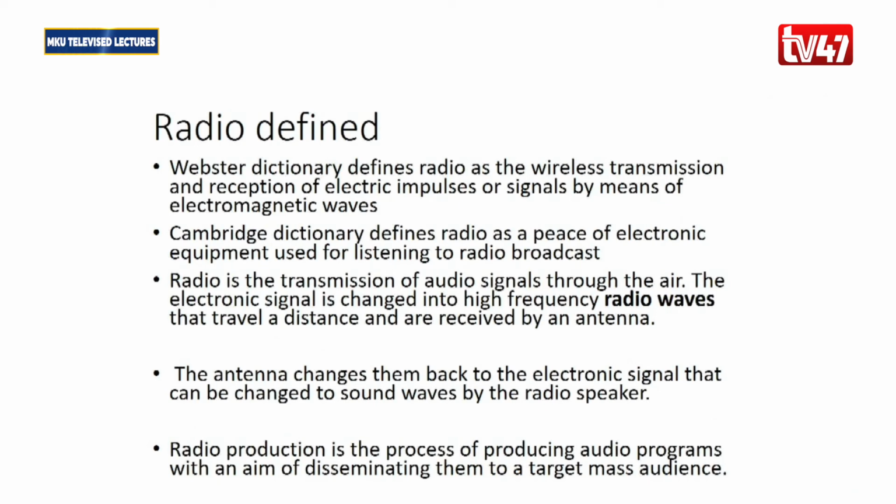On the second definition, Cambridge Dictionary defines a radio as a piece of electronic equipment used for listening to radio broadcasts. So this is talking about the device itself. At our homes, even in your pocket on your mobile phone, you can receive radio. So that device that you are using, be it the radio set itself, has the capability of changing these electronic signals into audio, into sound, so that we can understand.